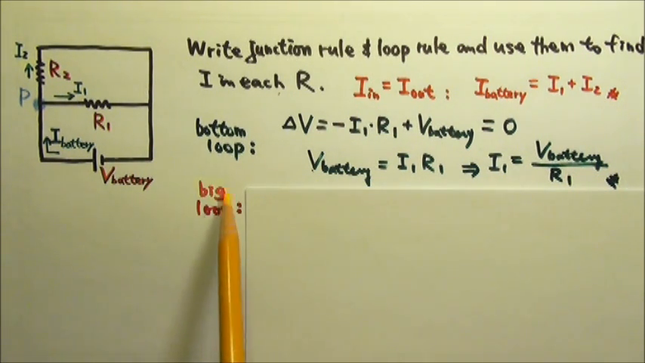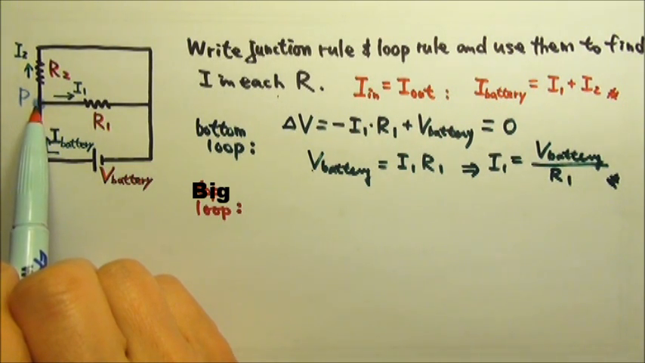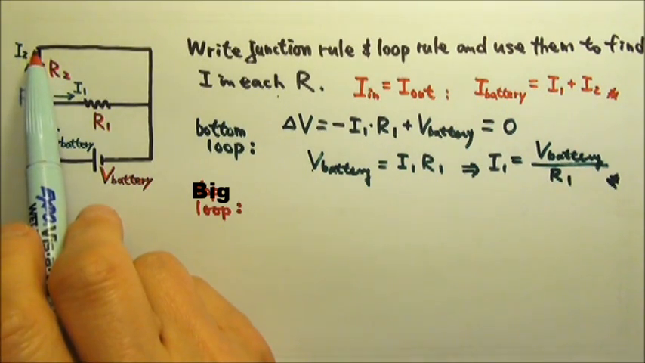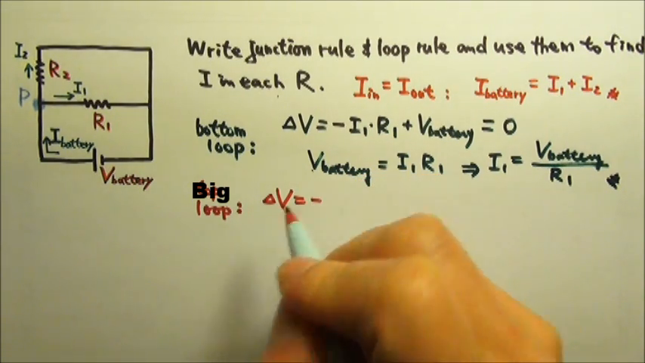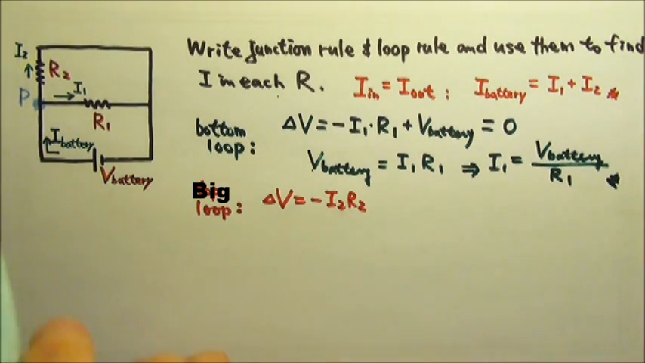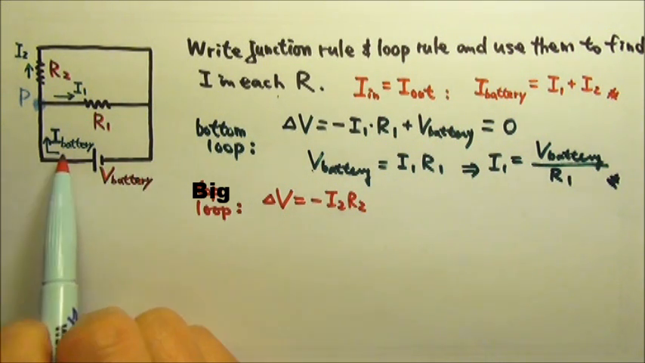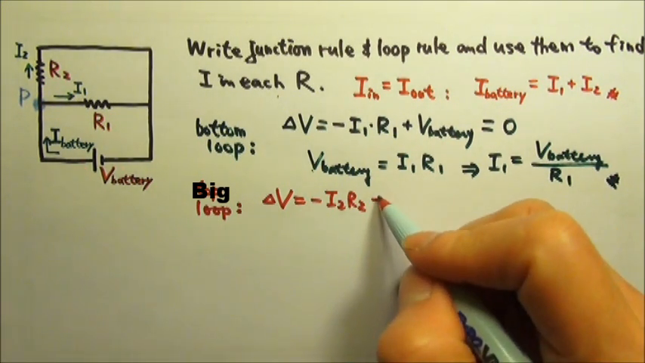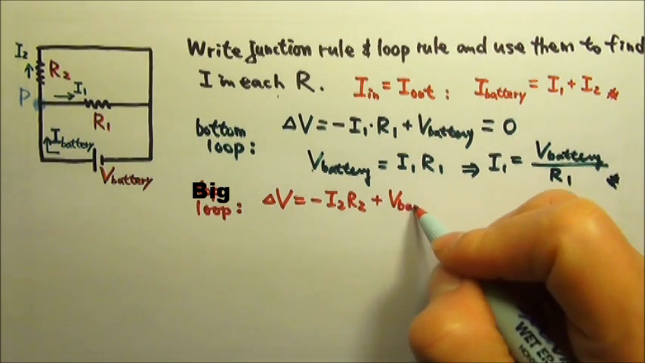Now I'm going to write one for the big loop. Again, I will start at point P and follow the current. Going across a resistor, the potential is going to decrease, so delta V would equal minus I times R, and this time it's I2 R2. And then nothing over here, and then we're going across the battery from negative to positive terminal, so it's a plus, and the potential difference provided by the battery is the V sub battery.